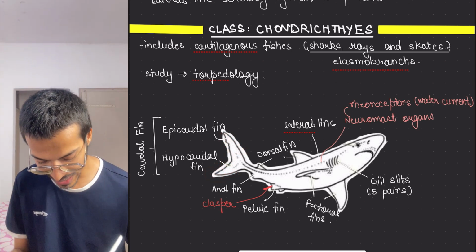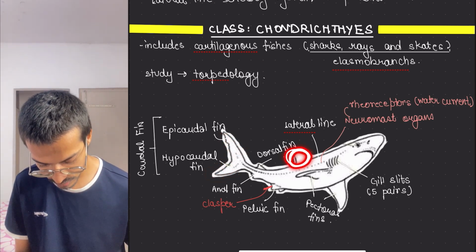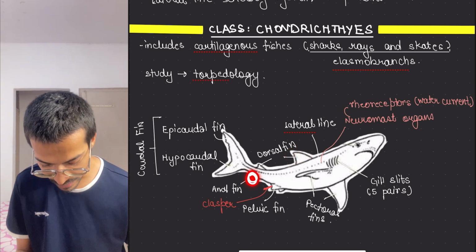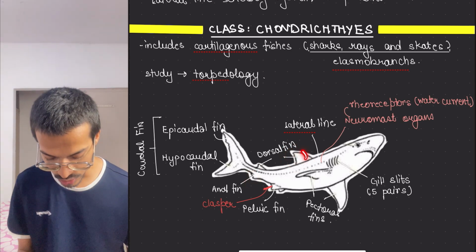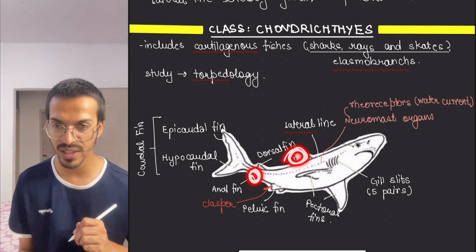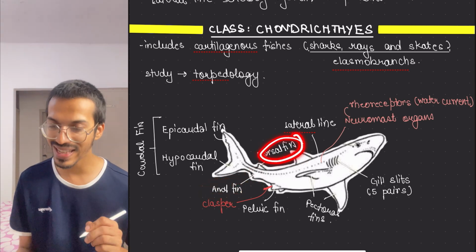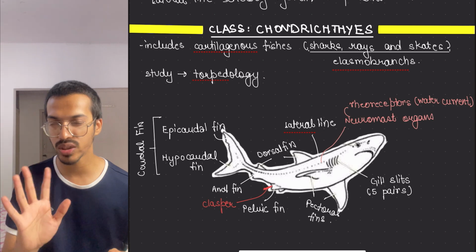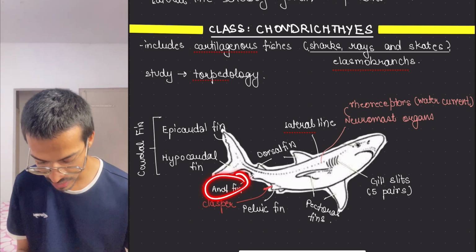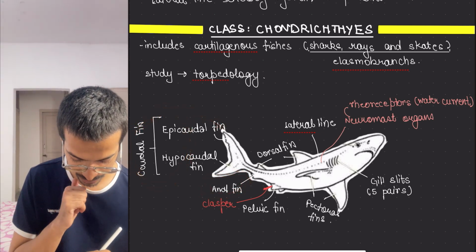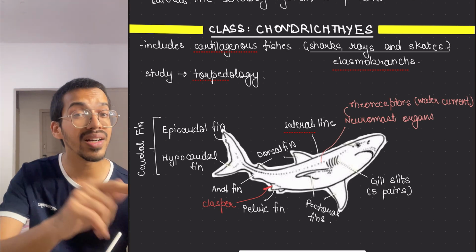Then we have what? We have a dorsal fin. We have a ventral fin. And the ventral fin which is there, it is also called as anal fin. Oh, it's a dorsal fin only. Okay, ventral fin is the anal fin and this caudal fin is called as tail fin. Now I told you what? Paired fins will be there.